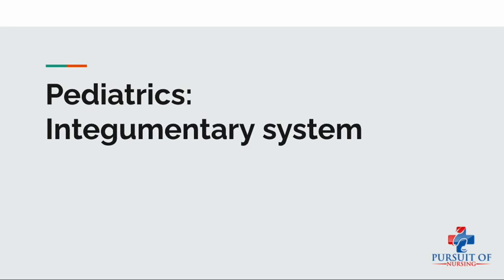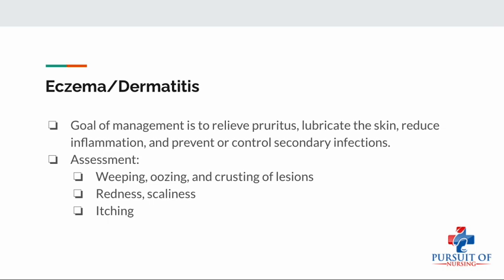Integumentary system within the pediatric population. So, eczema or dermatitis. It's a superficial inflammatory process. There are many different types. You have atopic dermatitis, contact dermatitis, you have stasis dermatitis. There's also infantile, childhood, and pre-adolescent or adolescent dermatitis.